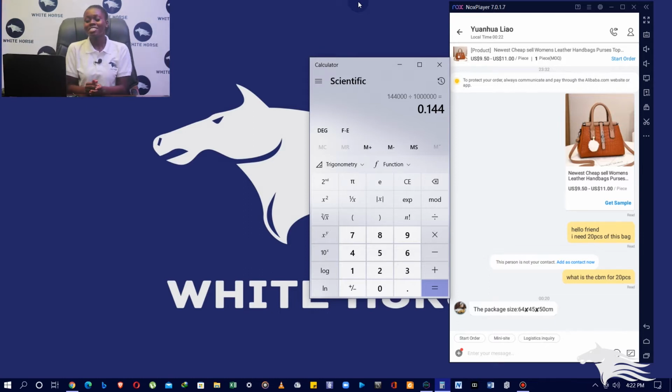Okay guys, now that we have our CBM, we'll go ahead and calculate the shipping cost. In calculating the shipping cost, you need to know your shipping rate and then you multiply it by your CBM. Currently the shipping rate is 380 USD per CBM, which is of course volatile. It can change at any time, either increase or decrease. So you multiply your CBM by your shipping rate.